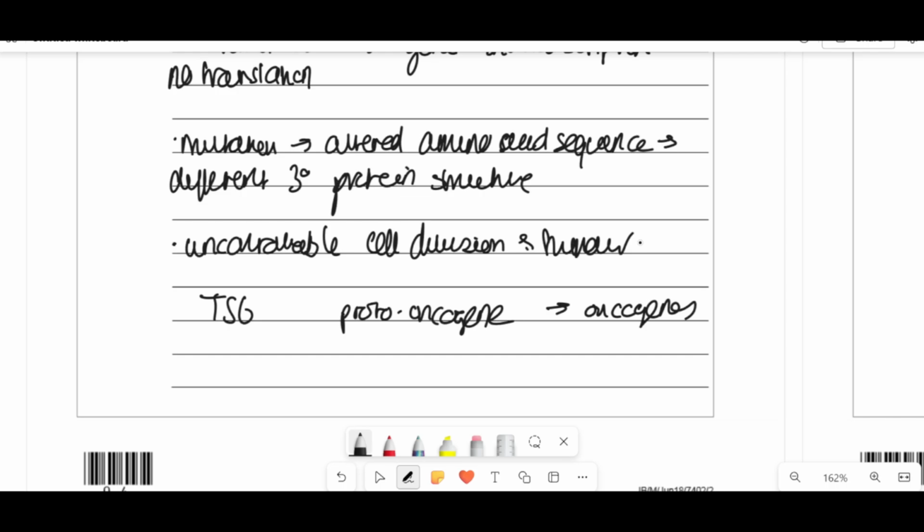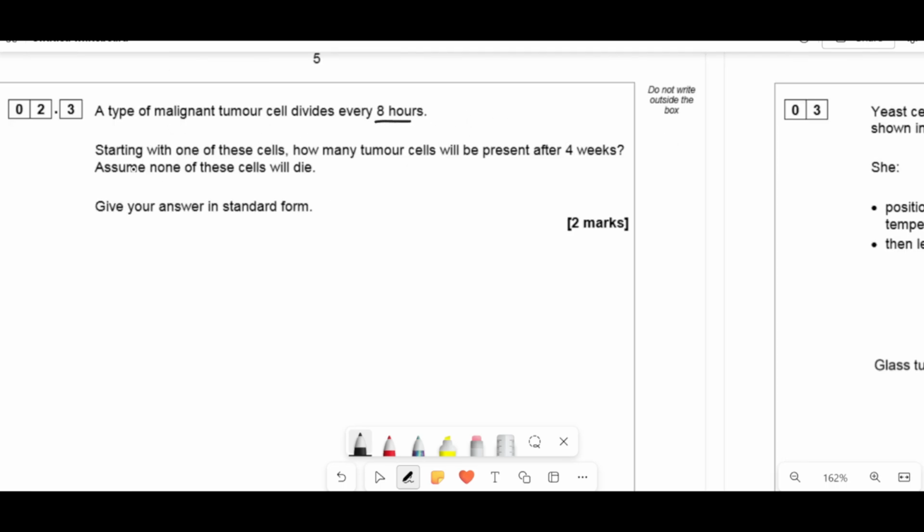So you need to step-by-step it. A type of malignant tumor divides every 8 hours. I'm starting with one of these cells. How many tumor cells will be present after 4 weeks? Assume none of these will die. So it divides every 8 hours. So we need to figure out how many hours we've gone through here.